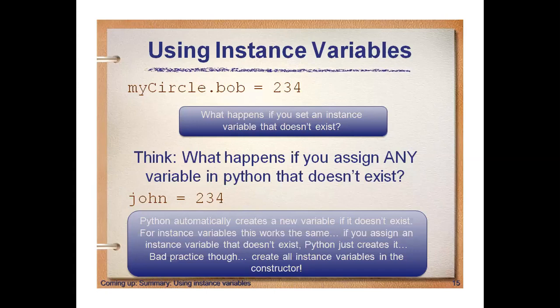So what is the difference between these? MyCircle.bob is equal to 234. This instance was not there, but at the time of creation we are putting some value in it. The system will accept it as it is, right? Python will create it, but keep this in mind, guys: this is a bad practice. Why is this a bad practice? Because it will create an unwanted burden on your compiler. Both these parameters, Bob as well as John, will be created.